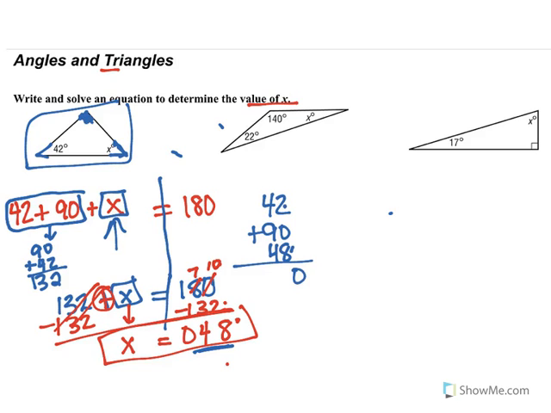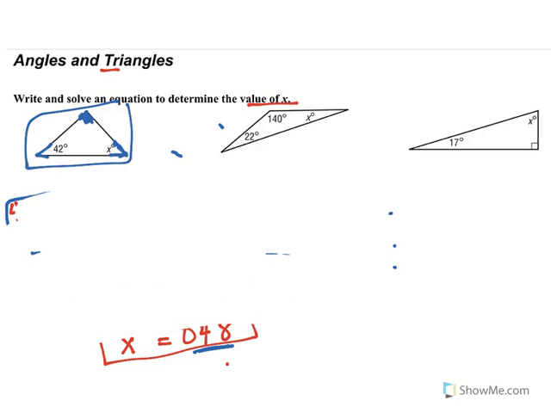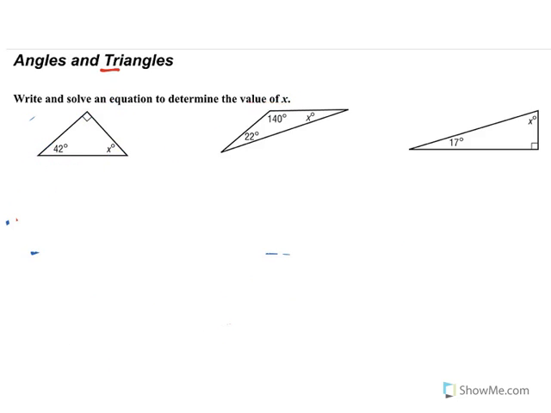8 plus 2 is 10. Carry the 1. 9 plus 4 plus 1. That's 14 plus another 4. That's 18. Does that make sense? It sure does. All right, let's go ahead and move to the next triangle. Remember, guys, all triangles measure a total of 180 degrees. So let's focus here.